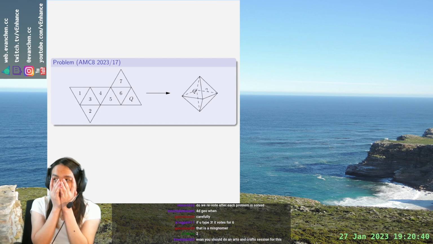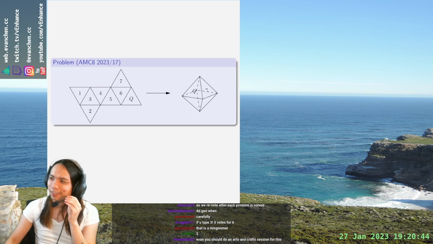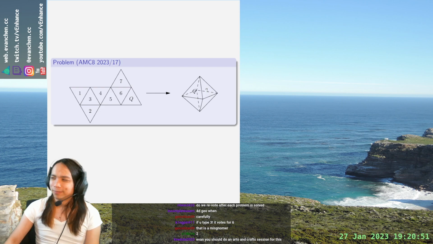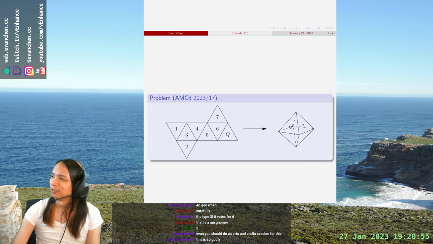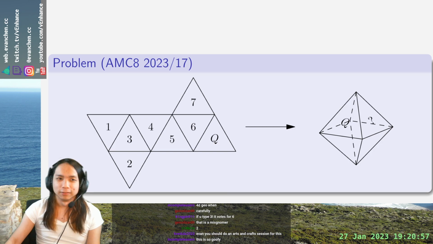So we have a problem from the wonderful AMC8 for middle schoolers, where someone made an octahedron, and I need to figure out what number the question mark is. So, why did people vote for this? All right, we're gonna do the really intelligent thing of zooming in.